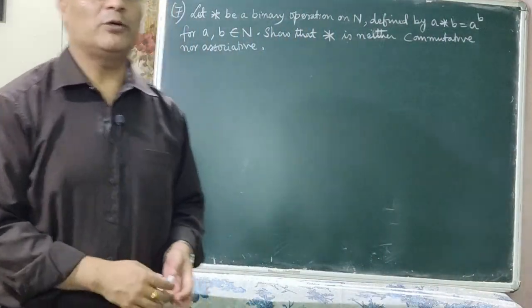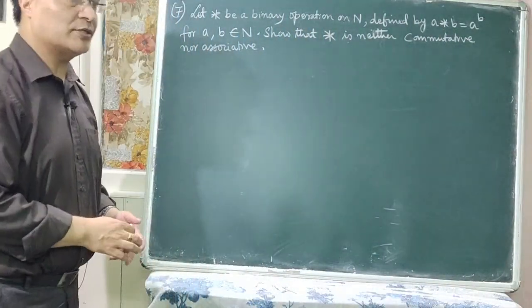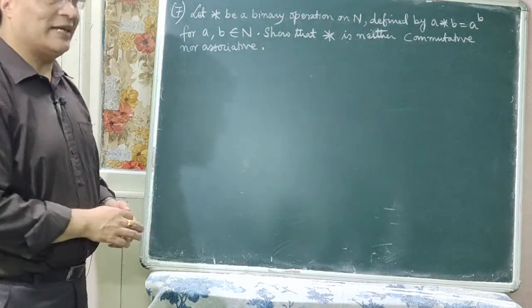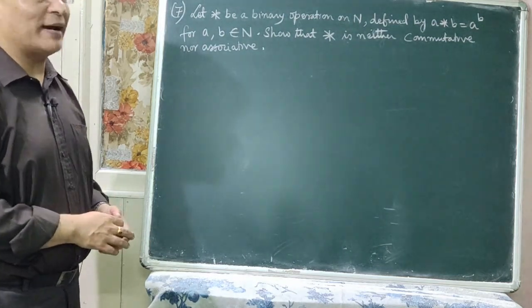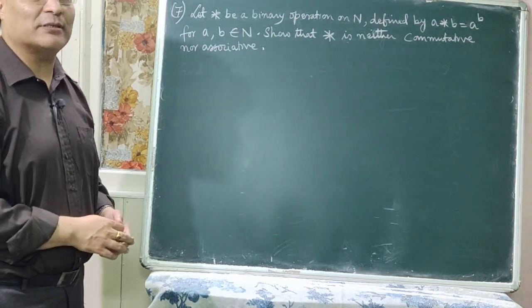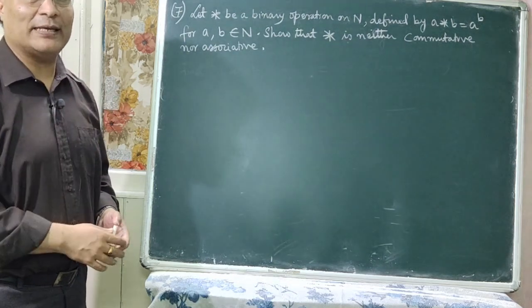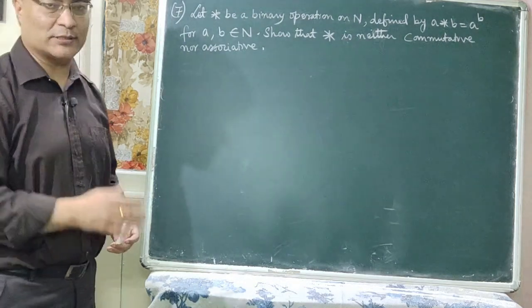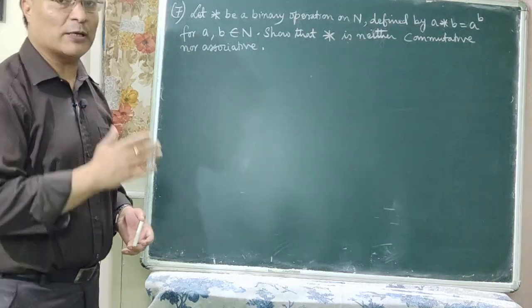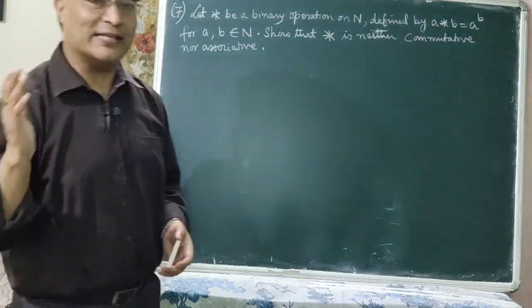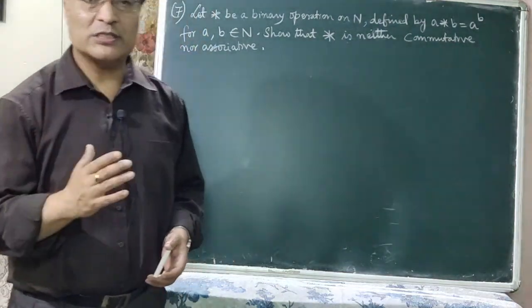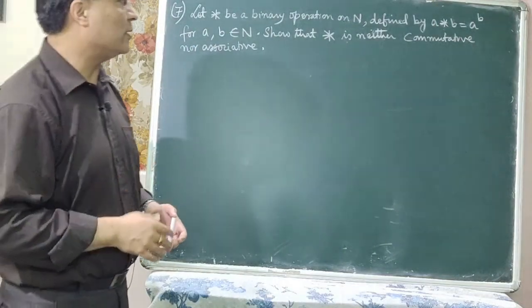So now we'll do question number 7. The question number 7 is: let star be a binary operation on capital N. Here capital N is the set of natural numbers. That means it starts from plus 1, plus 2, plus 3, plus 4 and so on. That is, all positive integers are known as natural numbers.